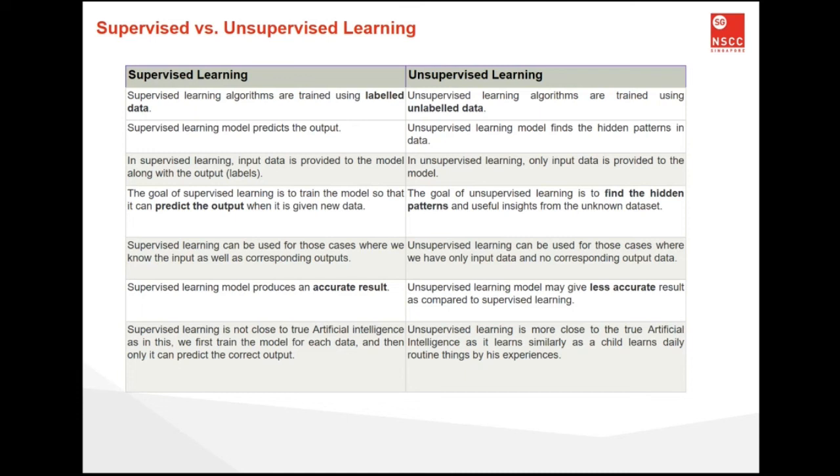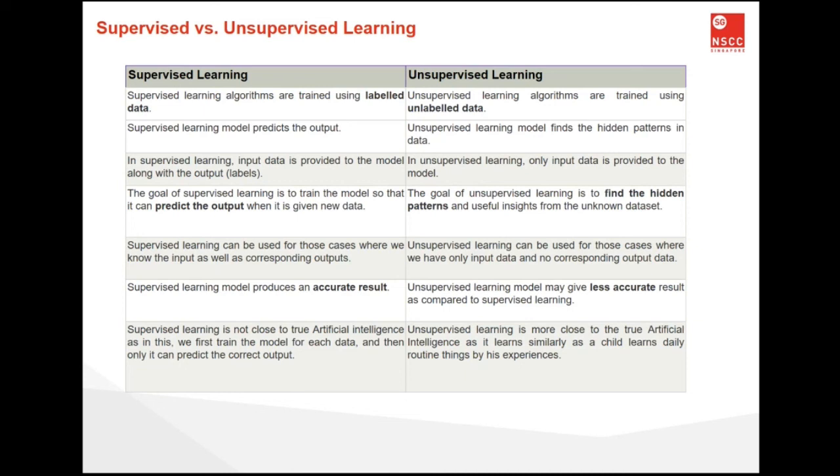And in supervised learning, input data is provided to the model together with the output, while there is no output provided for unsupervised learning. Supervised learning can be used for those cases where we know the input as well as the corresponding output, while unsupervised learning does not have corresponding output data. And a supervised learning model can produce an accurate result because we can evaluate the model using the output data. But an unsupervised learning model may give less accurate results as compared to supervised learning.